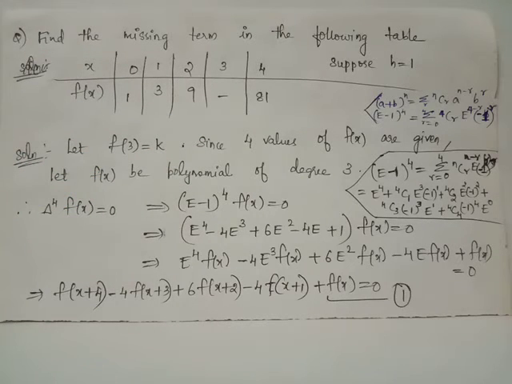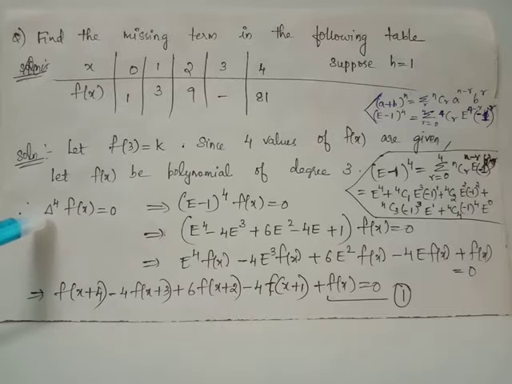Since 4 values of f of x are given, we will assume that f of x is a polynomial of degree 3. Since we have the result, whenever f of x is a polynomial of degree n, delta raised to n plus 1 applied on f of x equals 0. We have delta raised to 4 applied on polynomial of degree 3 equals 0, where delta is the forward difference operator. We have delta equals E minus 1, where E is the shift operator. Thus, we have (E minus 1) raised to 4 applied on f of x equals 0.